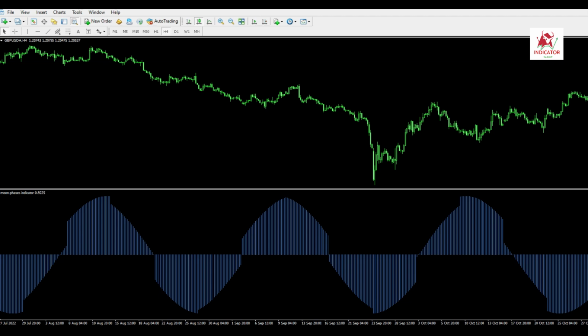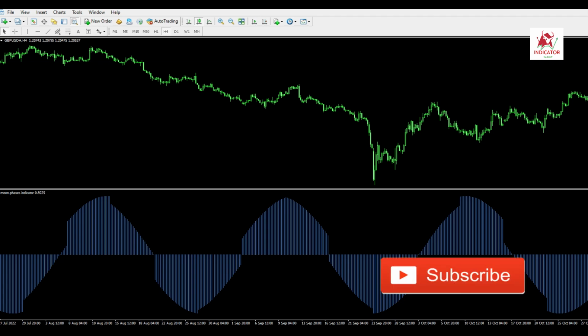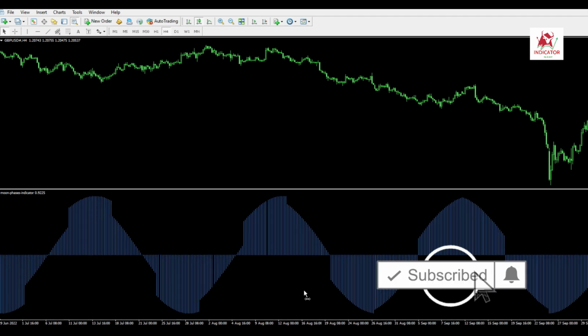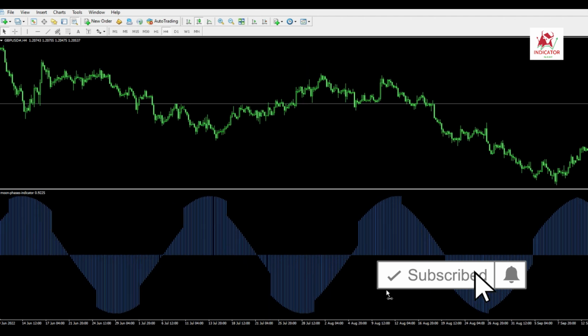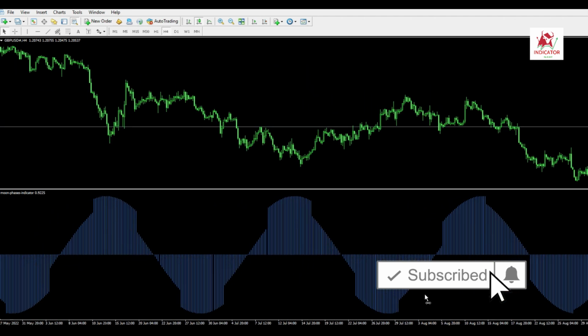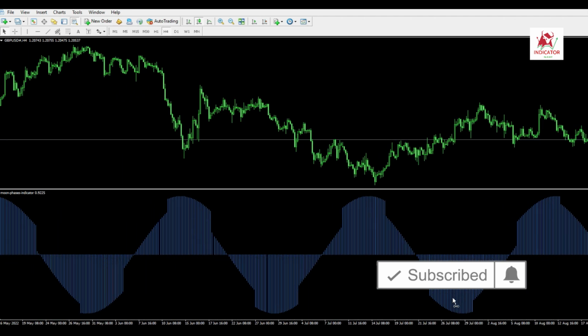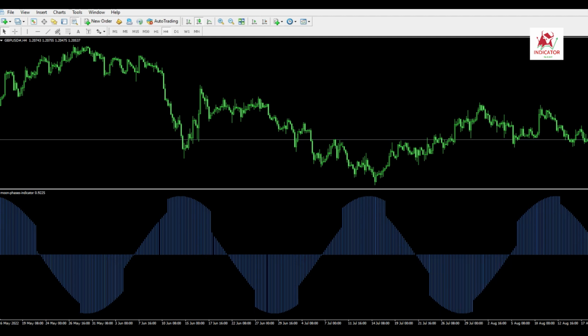Bitcoin Moon Phase Cycle Indicator MT4. The moon phase indicator crypto is a tool that can help you make money in the market. It's not 100% accurate, but it can give you a good idea of when the market is going to go up or down. If you're looking to make some quick money in the market, then this is a tool that you should definitely check out.